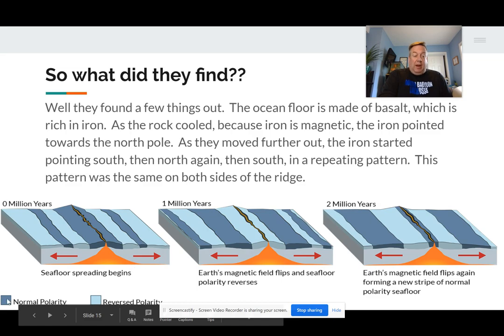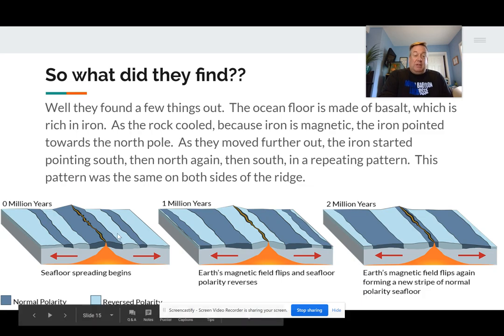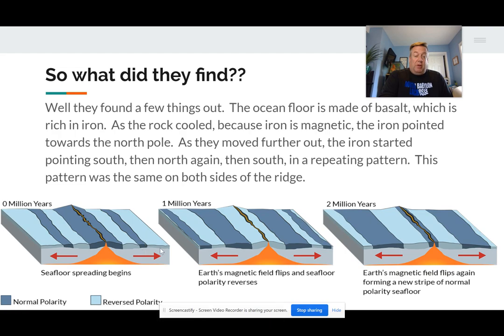Normal polarity is what we're going to consider pointing at the North Pole. We're considering that normal because we're in the northern hemisphere right now, and that's the direction it happens to be pointing. So we assume that's normal. It's really just the way we happen to pick it. That's the dark blue stripes. And then the light blue stripes are going to be reverse polarity, where it's pointing towards the South Pole. As time increases, we see that these stripes become more and more frequent.